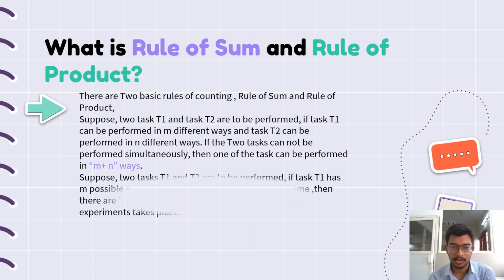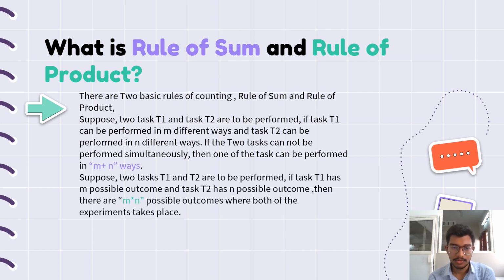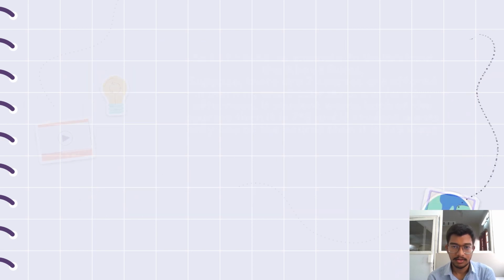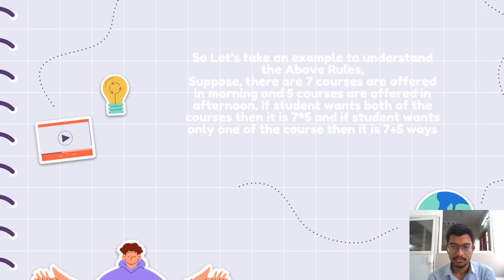The rule of product is, suppose there are two tasks T1 and T2 to be performed. If task T1 has m possible outcomes and task T2 has n possible outcomes, then there are m times n possible outcomes where both of the experiments take place. So let's see an example of rule of sum and rule of product.